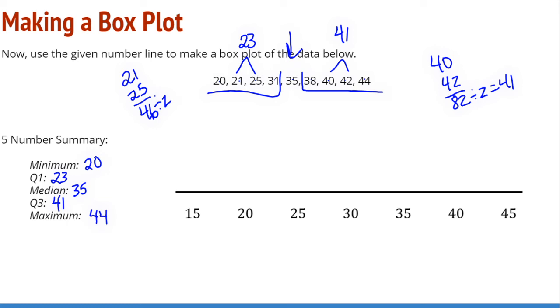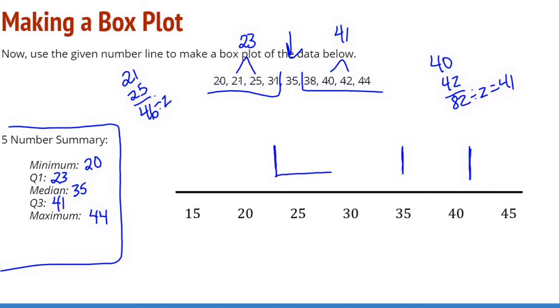Now the 5-number summary is something that we've worked on in prior lessons. All we're doing now is using it to make a box plot. So I'm going to come over here to 35, and I'm going to draw a line. And I'm going to go over to 41, and draw a line. And I'm going to go over to 23 and draw a line. And now I'm going to connect my box together.